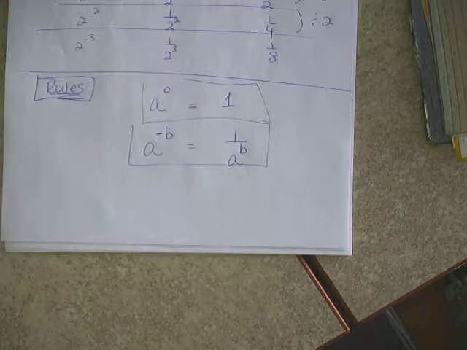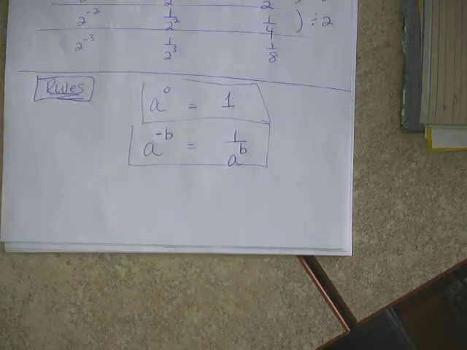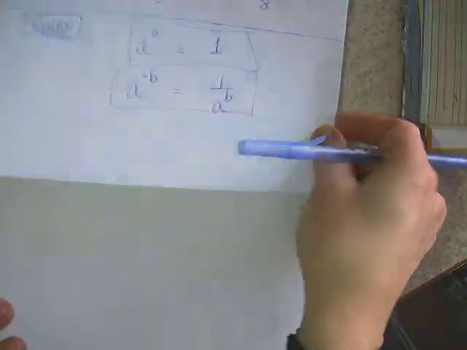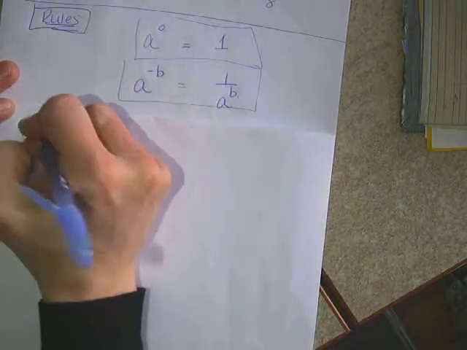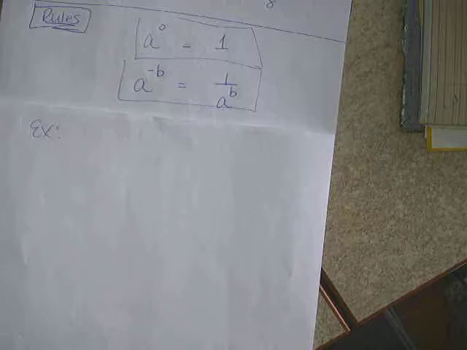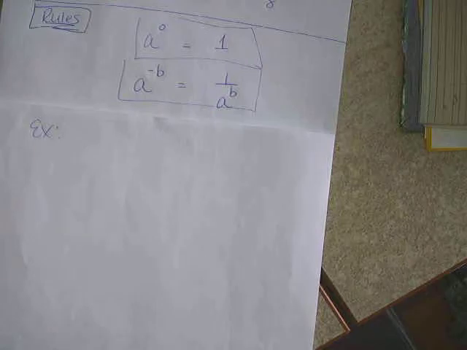What if the actual number is a negative? Then we'll have to talk about what if the negative is in parentheses with the exponent, then it gets the exponent. If not, only the base itself gets the exponent. So we'll do some of those too. All right, so keeping those rules in mind, we're going to do some examples.